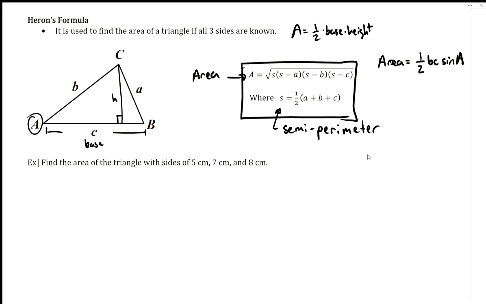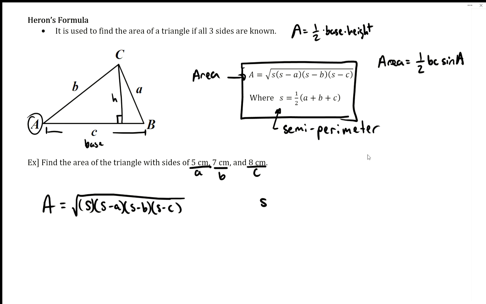So find the area of the triangle with sides. Here I'm just gonna label them. I'm gonna put them in order. Let's call that A, let's call that B, let's call that C. Okay, so I'll set it up with the area equal to S minus A in parentheses, S minus B in parentheses, S minus C in parentheses. And it might even help to put that first S in parentheses.